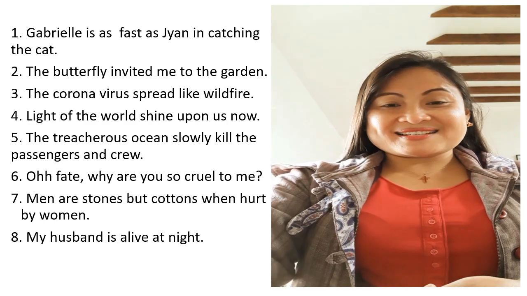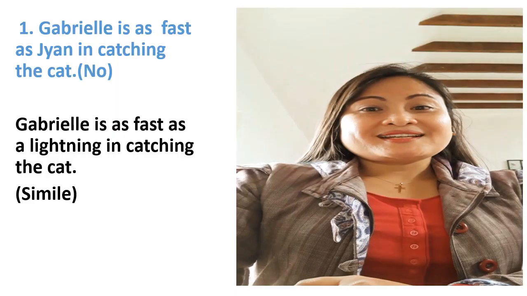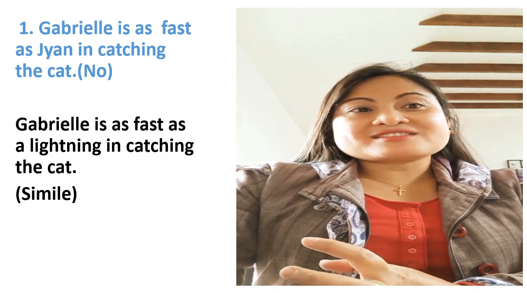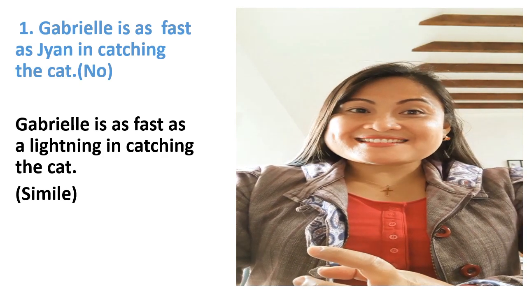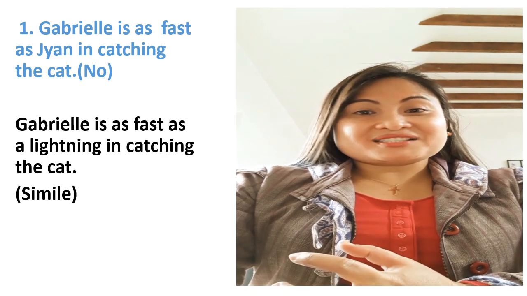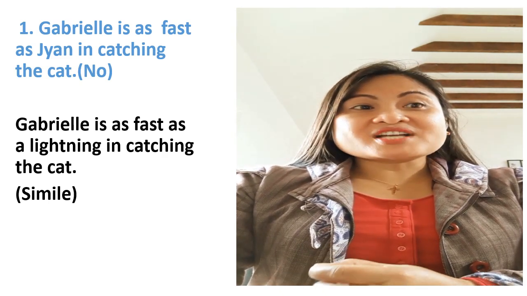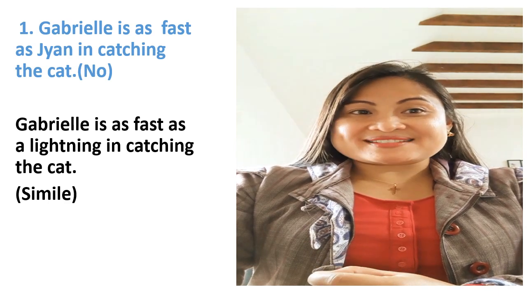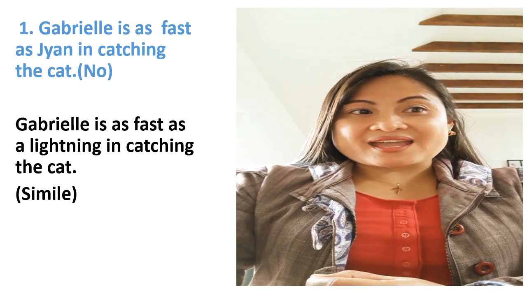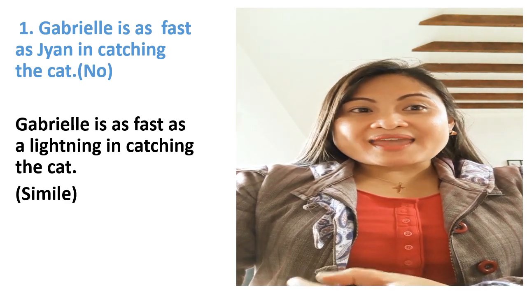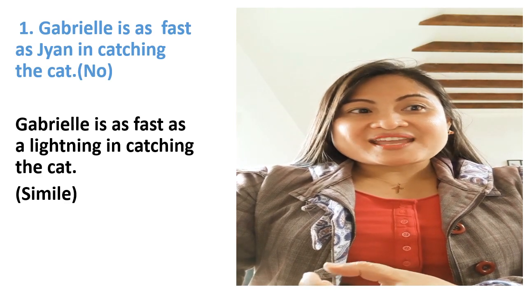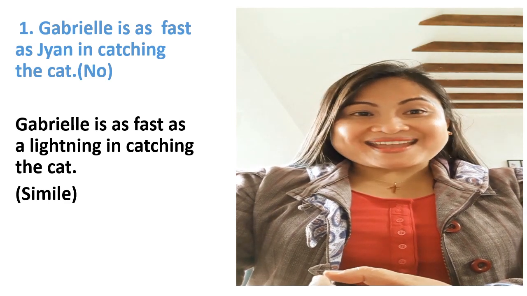Let's check if your answers are correct. Let's check sentence number 1. Gabrielle is as fast as Jyan in catching the cat. The correct answer is no. This is not figurative. This is just simply an ordinary sentence. The meaning is literal. The use of as here is just simply comparing Gabrielle to Jyan's speed in catching the cat. Both Gabrielle and Jyan are human beings.